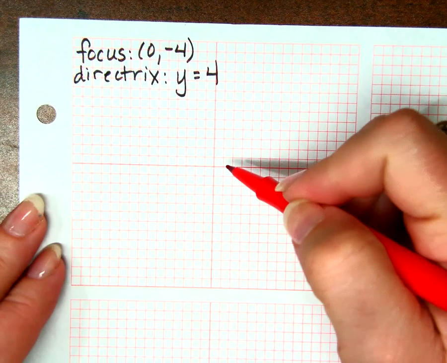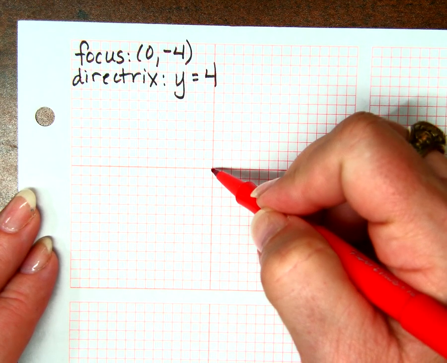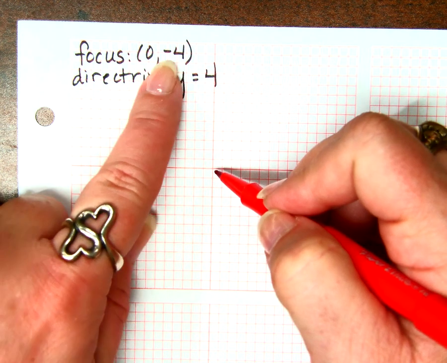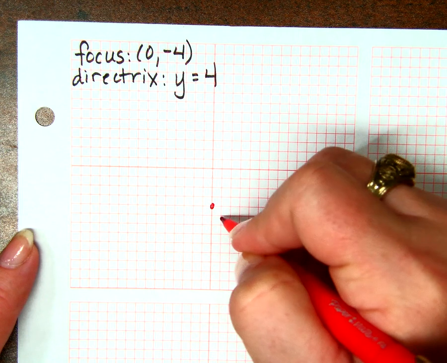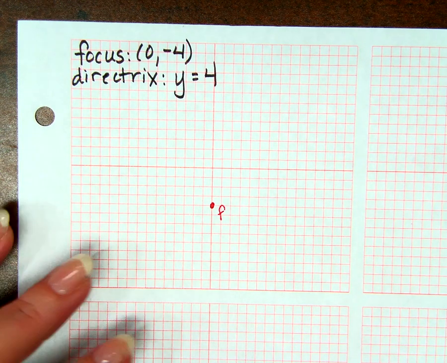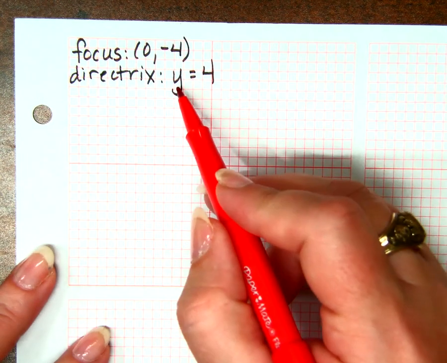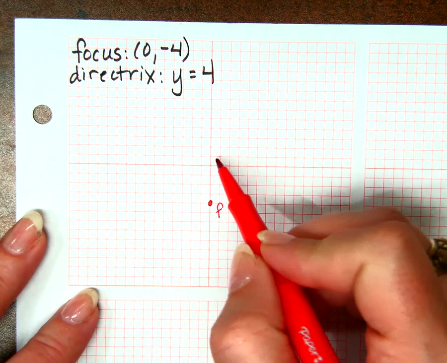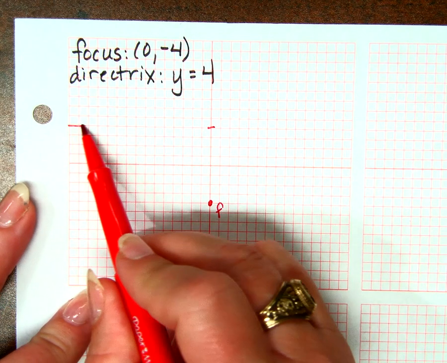Where is 0, 4 on the graph? Sorry, 0, -4. 1, 2, 3, 4. That's the focus. And the directrix, how do I graph the line y equals 4? So it crosses the y-axis at 4. Thank you for showing me with your hands. Several of you did. That's excellent.